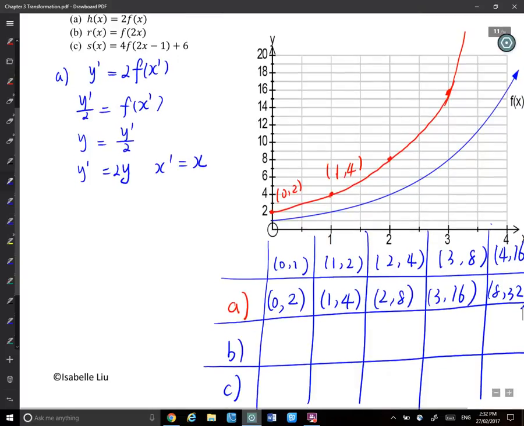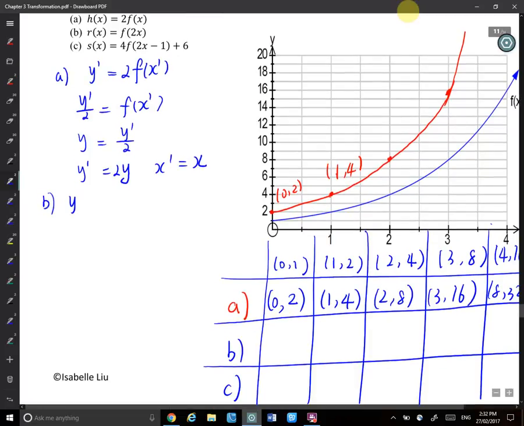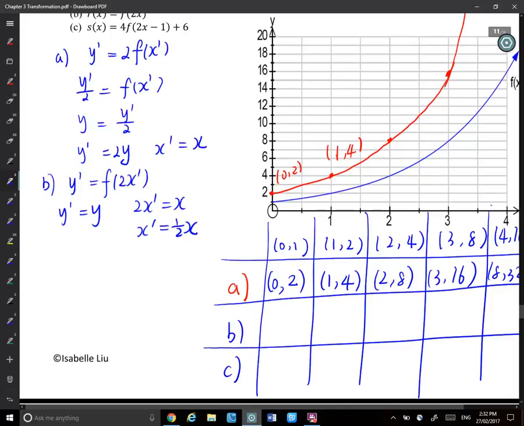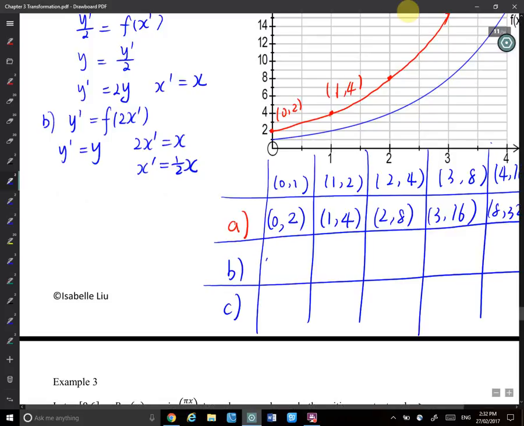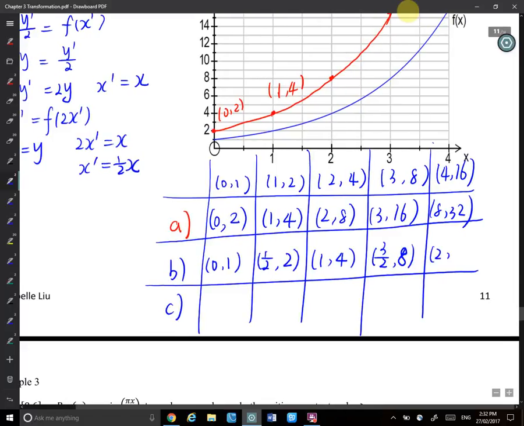Let's have a look at what happened to part B. B has y dash equals f(2x dash). So y dash equals y, 2x dash equals x. So x dash equals a half x. The y value remains the same, but the x value has been halved. So that half is still 0, 1. That's a half comma 2. That's 1 comma 4. Half of that is 3 over 2 and still 8. And half of that is 2, 16.